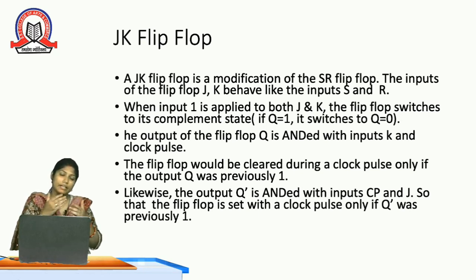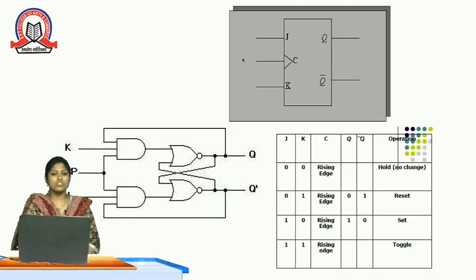We can say that JK is the modification version of SR flip flop, and there are some more toggling problems in JK flip flop that can be avoided by using another flip flop called master slave JK flip flop, that we will discuss in a later video. But in this case, it is similar to SR. We can see this slide. This is J and K. A clock pulse is given, positive triggered clock pulse. There are two outputs, again Q and Q bar.